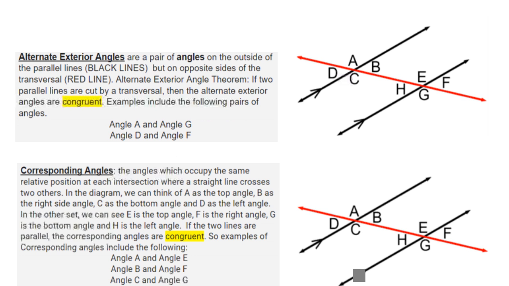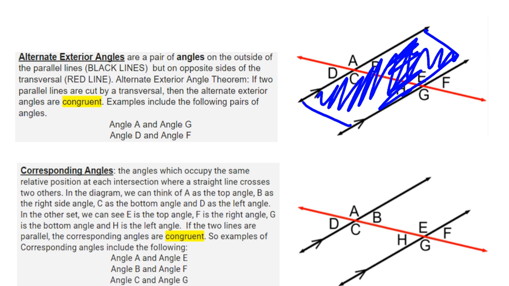So an alternate exterior angle, if we create the box, exterior means it's not inside the box, it's outside of the box. So again, the same thing needs to happen. We need to jump parallel lines. So we're on the top parallel line, we're going to jump to the bottom parallel line, and we need to go to the other side of the red line. Okay, so A and G are examples of alternate exterior angles, and D and F are alternate exterior angles. So again, there's only two pairs of those.